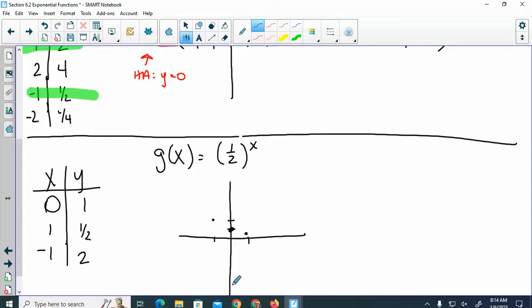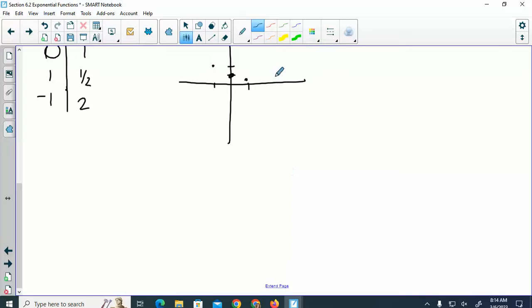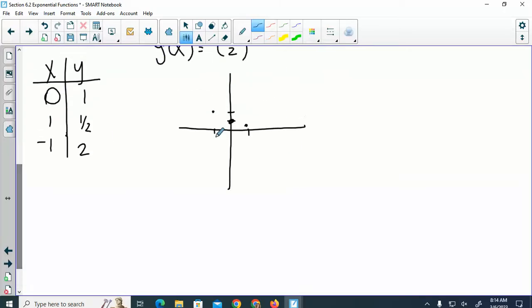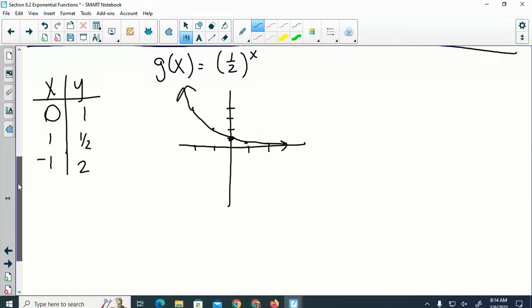Okay, we can plug in more numbers if we wanted to. If I put in a 2, 1/2 squared is 1/4. If I put in a negative 2, that would just flip it, and we would get 4. So can we tell what this looks like? What happened? That fraction for my base just made this graph decreasing.